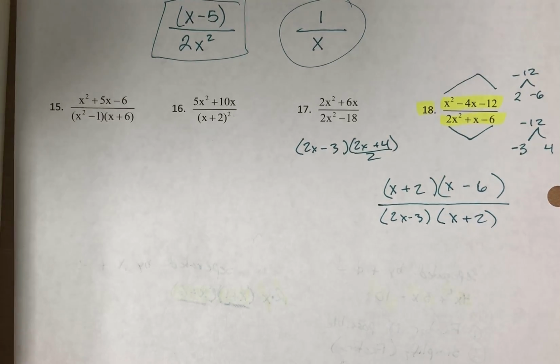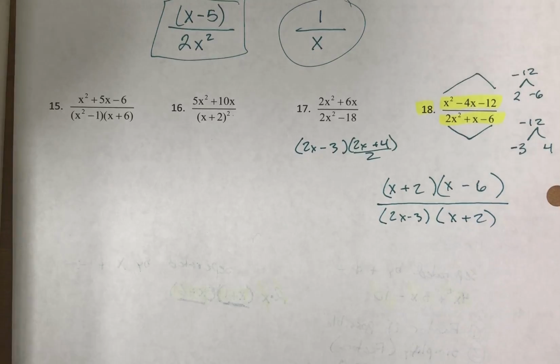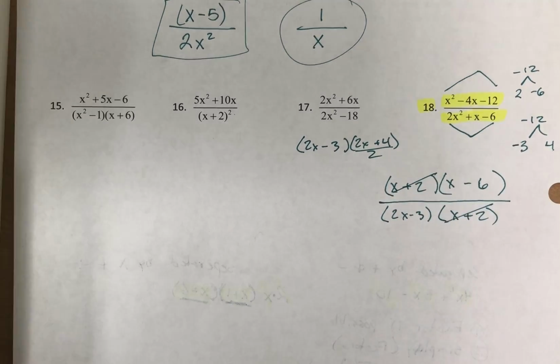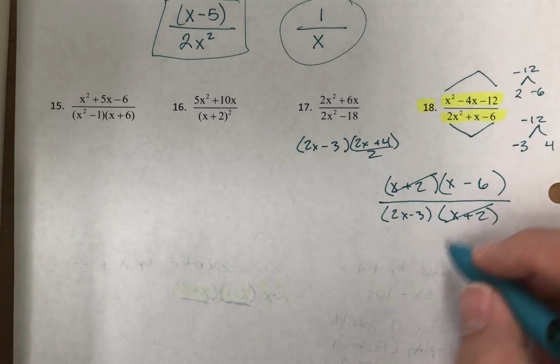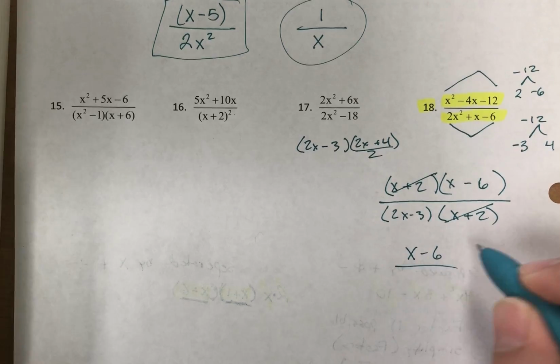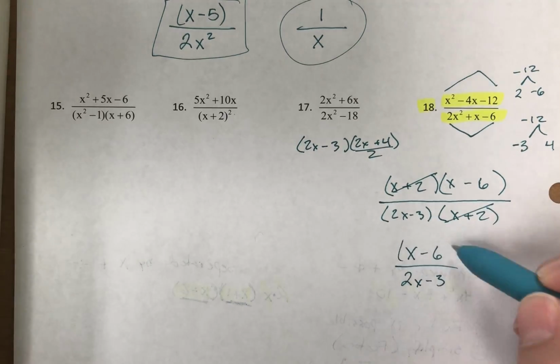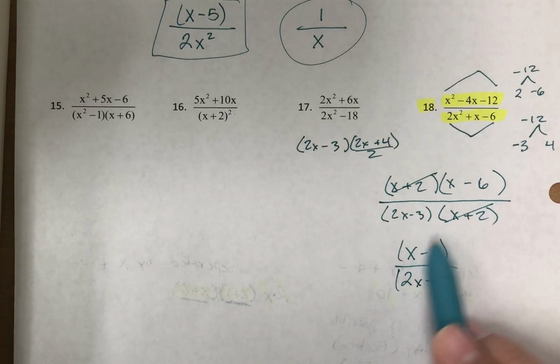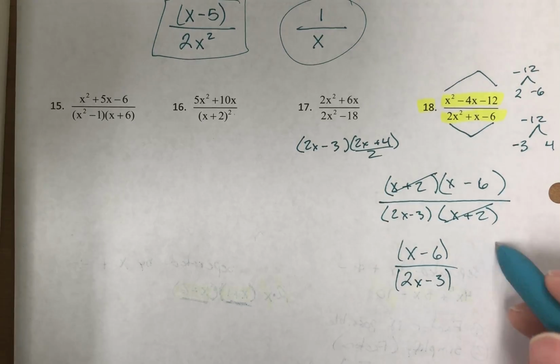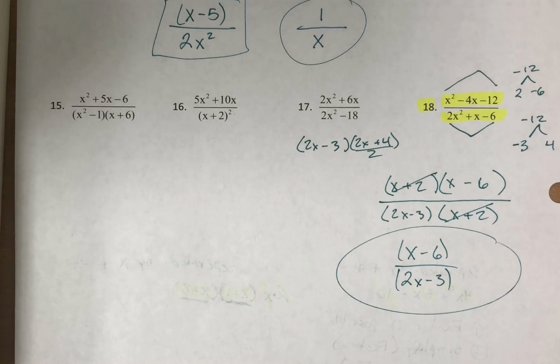2. And so then I look and I can simplify the x plus 2's, and then I'm left with x minus 6 over 2x minus 3, and I'm done. Again, if you need the parentheses to verify that you cannot cancel those factors, then go ahead and put the parentheses in.